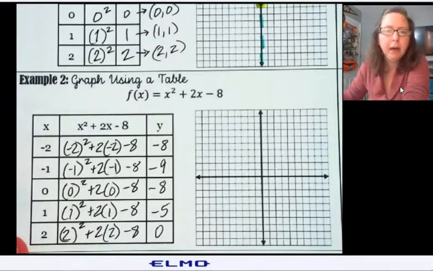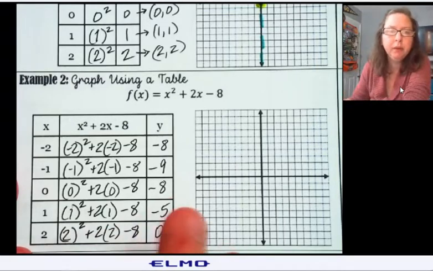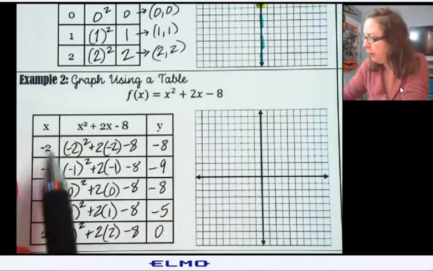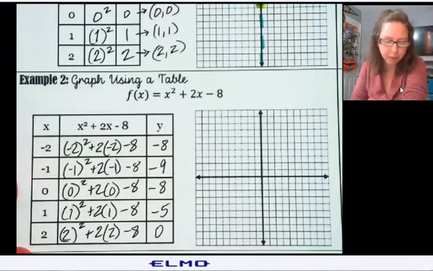All right, so I have finished filling in my entire table. If you needed to use a calculator to help you simplify any of this, you could do that. That's fine. And so what I'm going to do now is take the information from this table, the ordered pairs, negative 2, negative 8, and I'm going to go ahead and start to plot this information, okay?